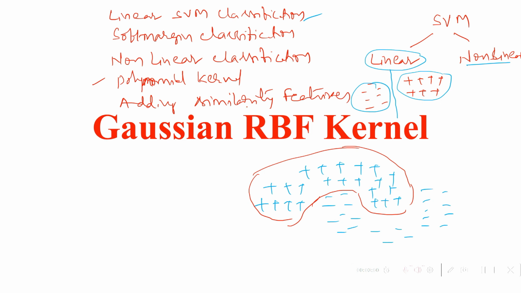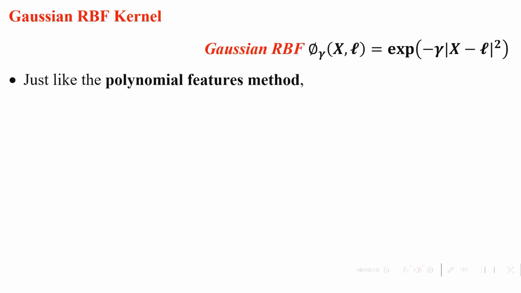In the previous video, we discussed the similarity features with the help of the Gaussian RBF kernel. Now we'll see the meaning of the Gaussian RBF kernel with the help of some code. The RBF kernel is phi gamma of x comma l equal to exponential of minus gamma into the norm of x minus l, whole square. That means x is your point that is compared with the landmark l with the help of a gamma value. This gives the similarity between the point and the corresponding landmark.